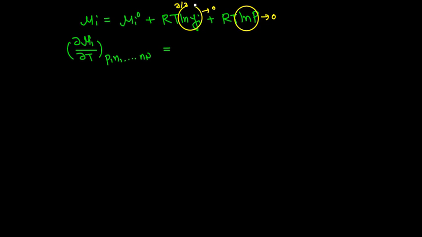Okay, so the derivative will become 0, del by del T of this quantity and del by del T of this quantity. Therefore, μi⁰ is a function of temperature only, so I have dμi⁰ by dT.